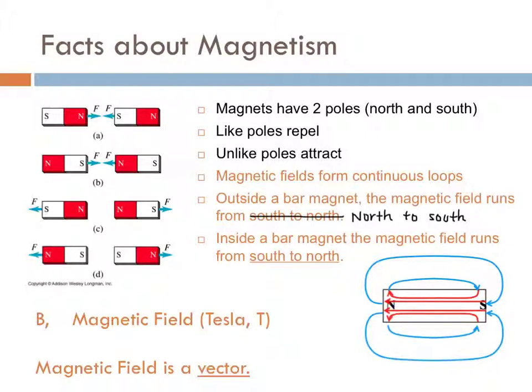Magnetic fields, however, form continuous loops. That means that outside of a bar magnet, the magnetic field runs from north to south, whereas inside of a bar magnet, the magnetic field runs from south to north, as you can see from this picture down here.